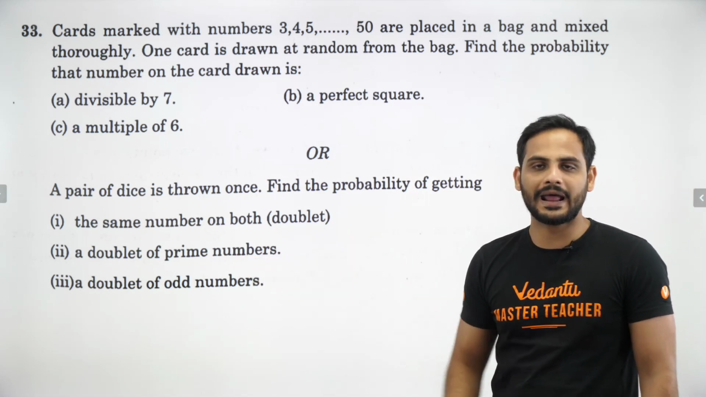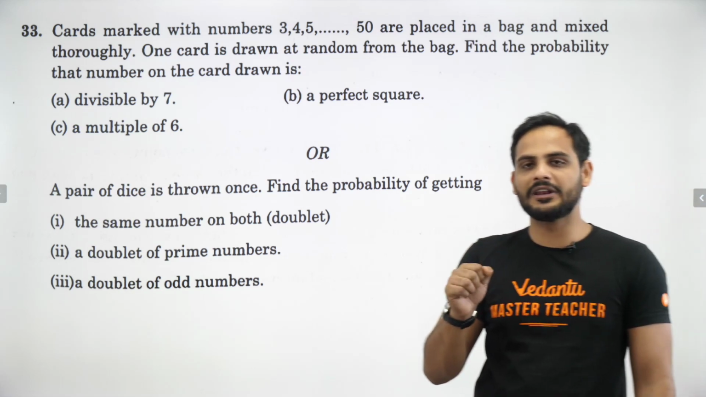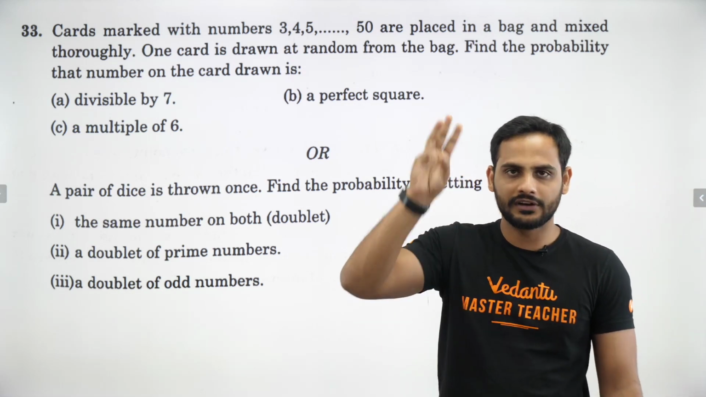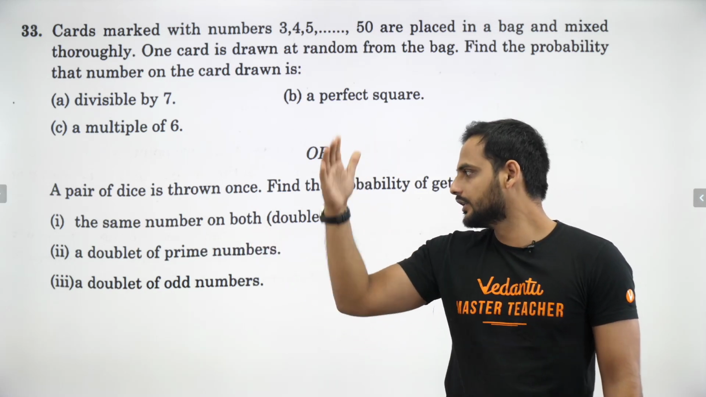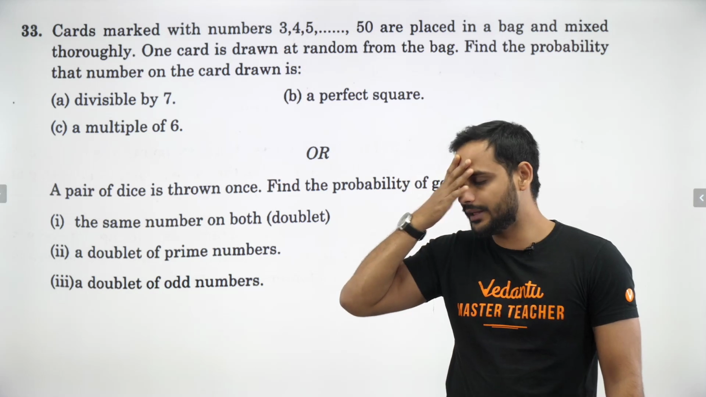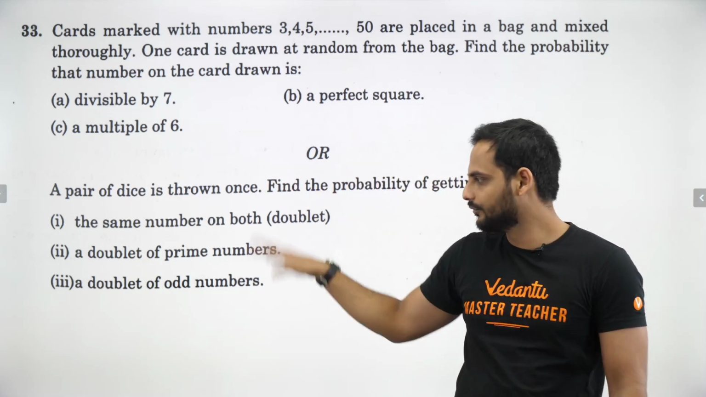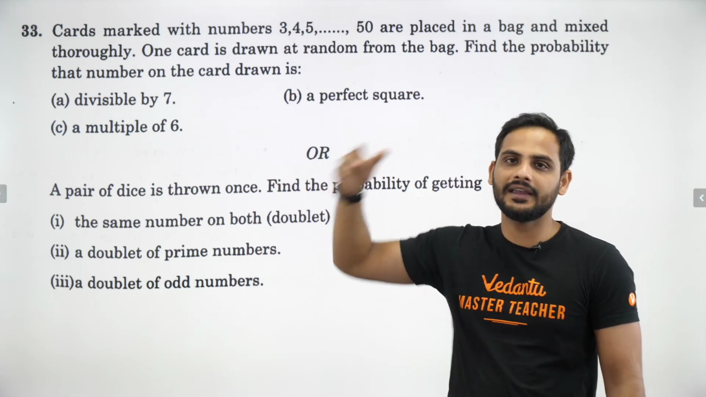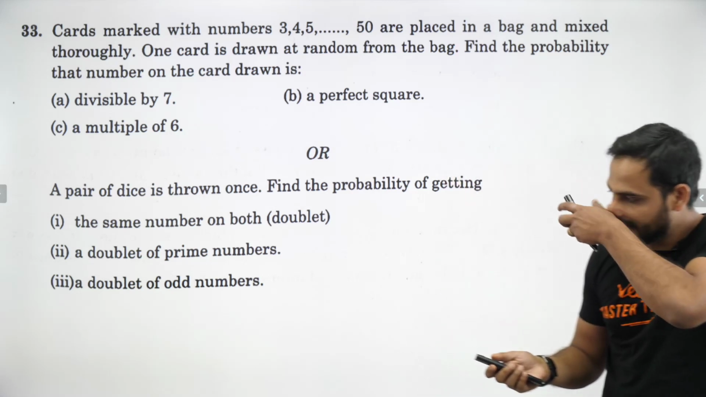A doublet of prime numbers. That means the doublet should be there, but only of prime numbers. So how many prime numbers are there, sir? Sorry, I am saying prime. अरे प्राइम बोल रहे हैं। Prime numbers में 2,2, 3,3, 5,5. So 3 cases are there, 3 by 36, which is 1 by 12. A doublet of odd numbers में 1,1, 3,3, 5,5. So again 3 by 36.